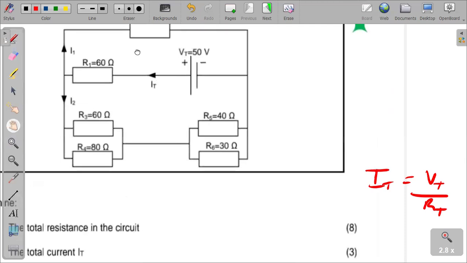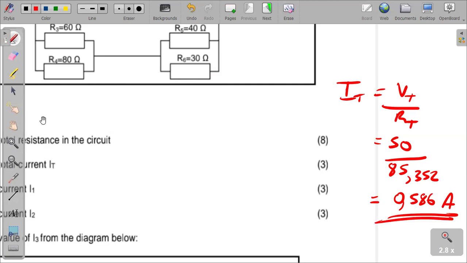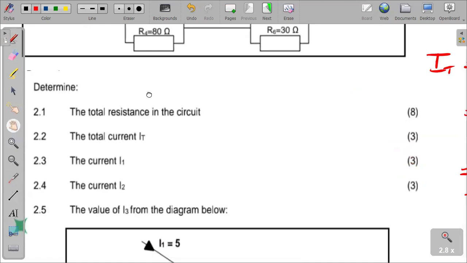We've just calculated it. So we simply take the 50 volts that we've been given, 50 divided by what is our RT? We have just calculated it. We got 85.352 ohms after adding 60 plus 25.352. So if we now divide 50 by 85.352, we are going to get 0.586 amperes to 3 decimal places. That marks our current. We are answering question 2.2. Let's go to 2.3.